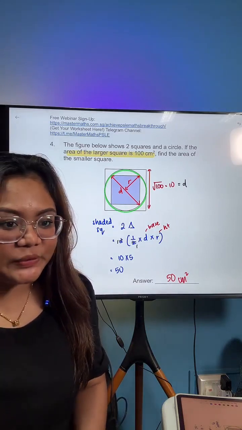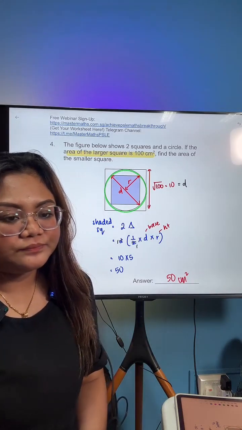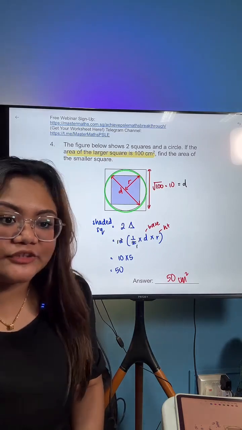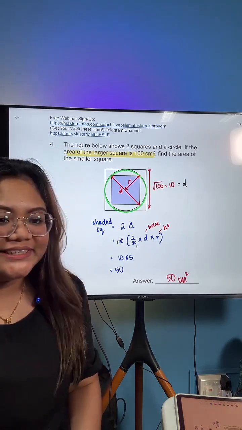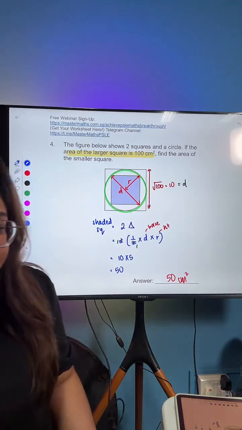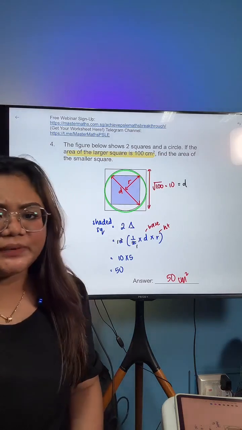Yes, Frostfire, what is your question? 100 divided by 2 times 2 will give us 100 back again. So no. The answer is 50, not 100. 100 divided by 2 and then times 2 is still 100 back again.